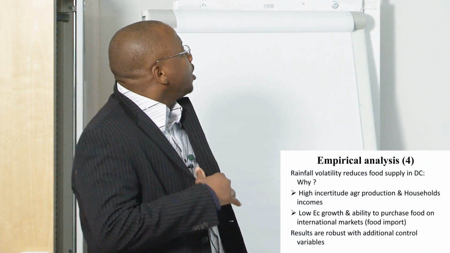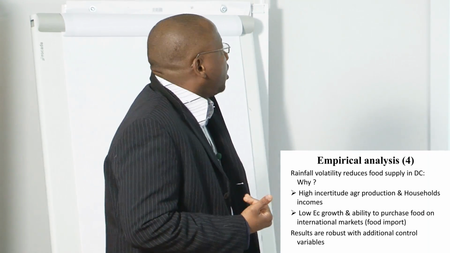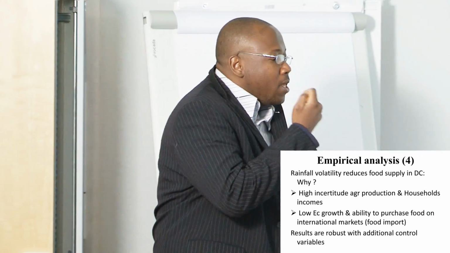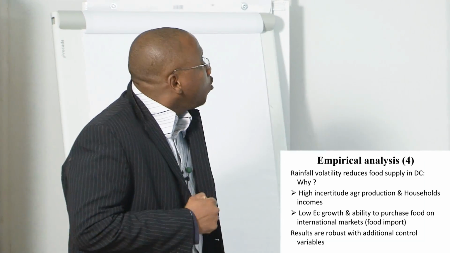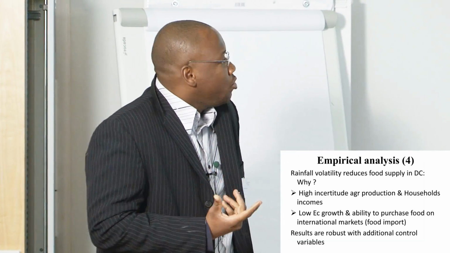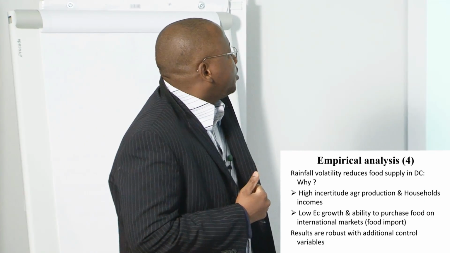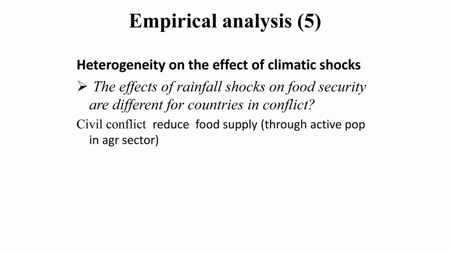Why? Maybe because there is a high uncertainty on agriculture production and on household incomes, and climatic volatility has a negative effect on economic growth and can reduce the ability of countries to purchase food on international markets. And our results are robust with additional control. The next question is the effect of rainfall shock on food security.